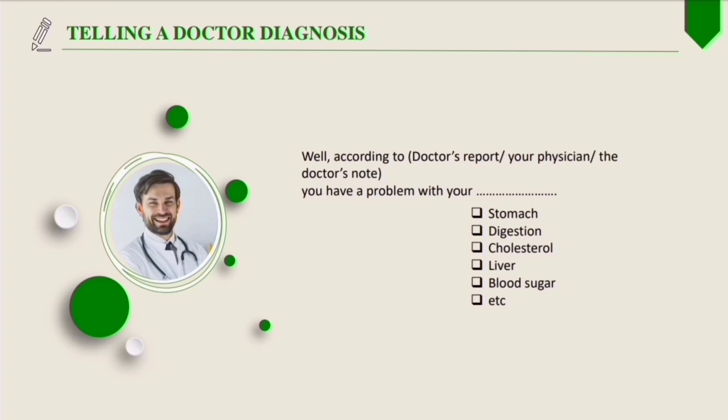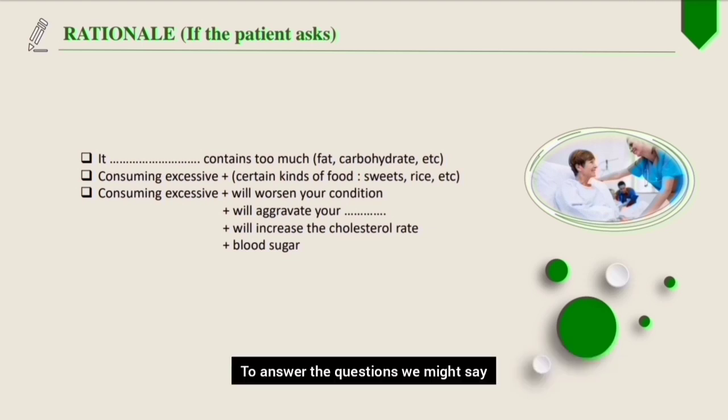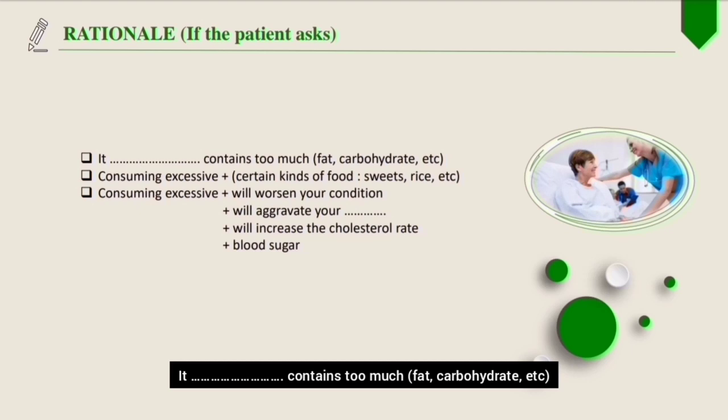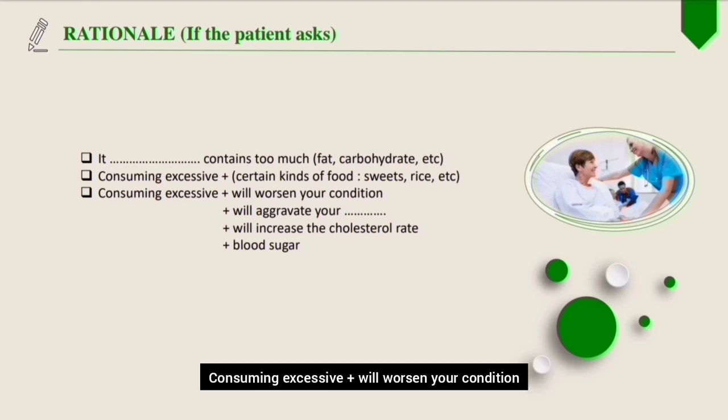sugar, and etc. Sometimes patients ask for the rationale or reason of how they are prohibited from consuming foods and beverages. To answer the question, we may say: it blah blah blah contains too much fat, carbohydrate, and etc. Consuming excessive certain kinds of food, sweets, rice, etc. will worsen your condition.